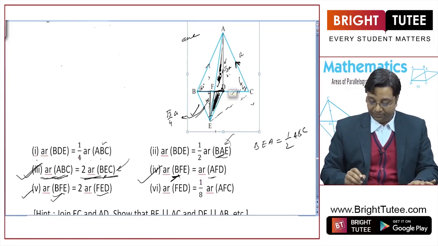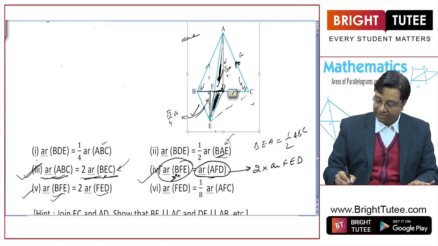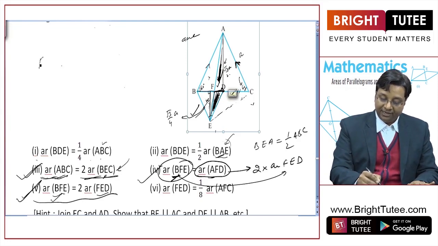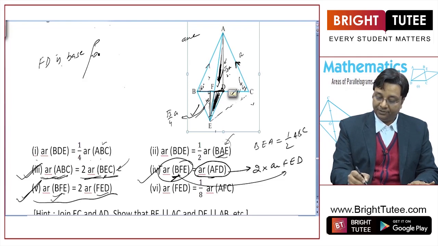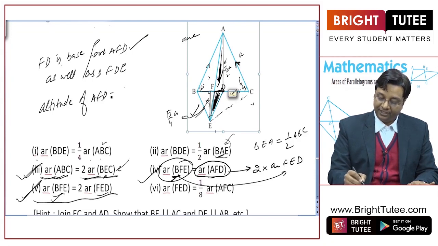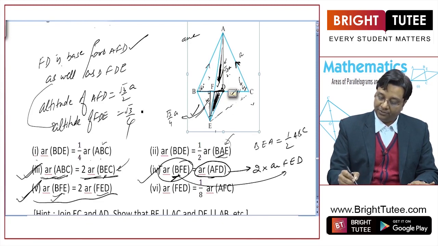Okay. So what I am trying to say here is that area of this triangle AFD is double the area of triangle FED. Hence, area of BFE will also be double of area of FED. Hence, the fifth part is proved. And why I am saying so? FD is base for AFD as well as FDE, right? For both these triangles, FD is the base. Altitude of AFD is root 3 by 2 A, and altitude of FDE is root 3 by 4 A.